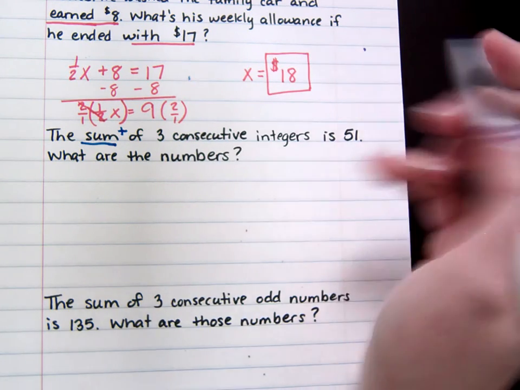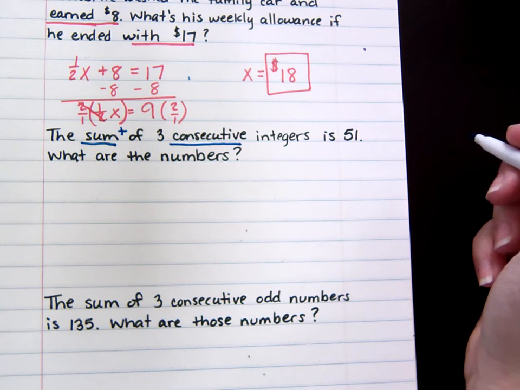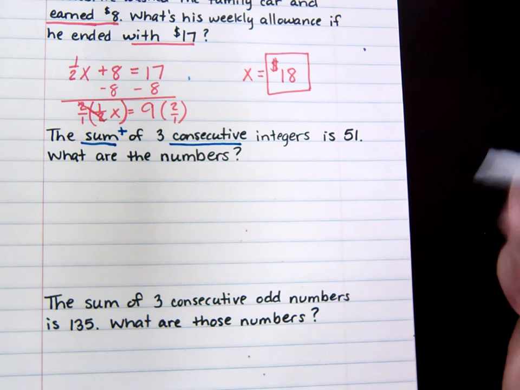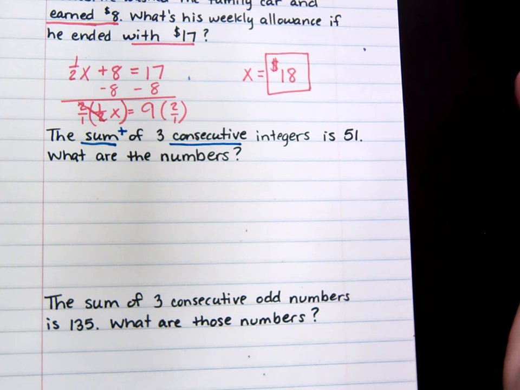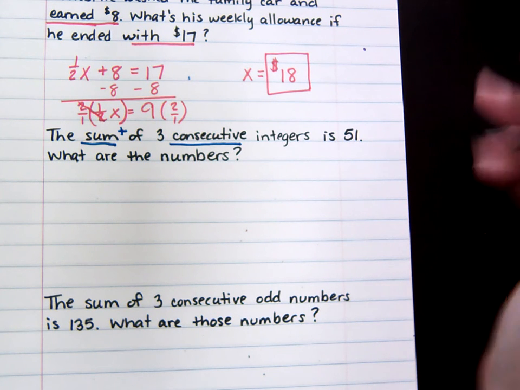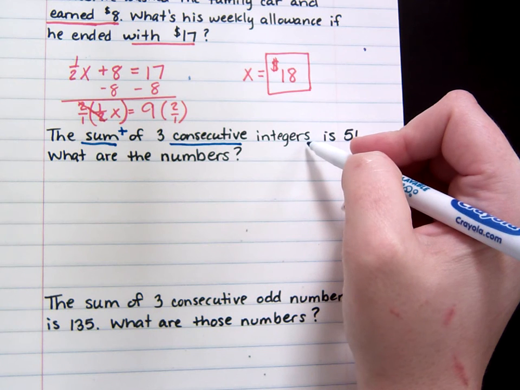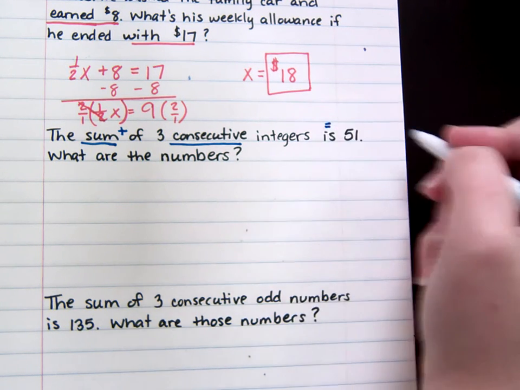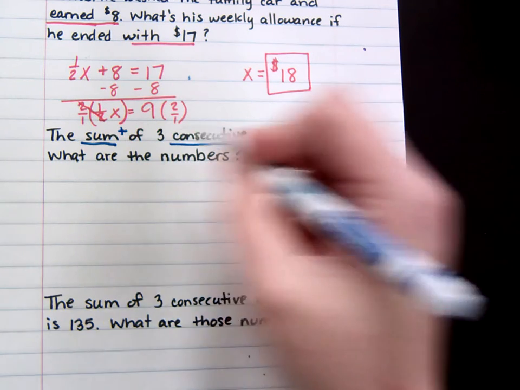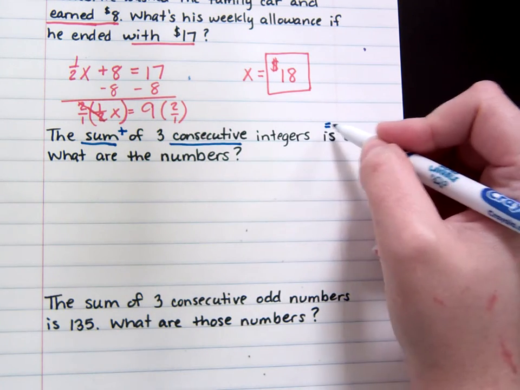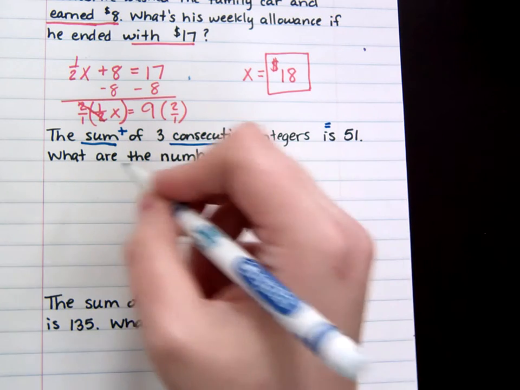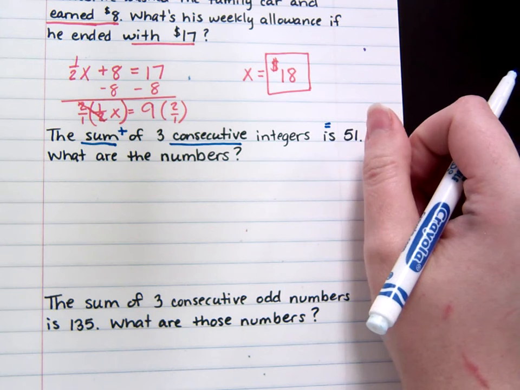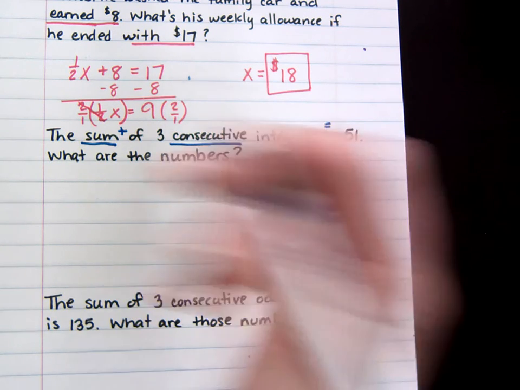Now, consecutive means back to back, like 1, 2, 3, 4. Those are consecutive numbers. Or 10, 11, 12. Those are consecutive numbers. Integers tells me I'm not going to have to worry about decimals or fractions. Is means equals 51. So the sum of the numbers is equal to 51. What we want to know is what those numbers are. Well, we don't know what the first number is. I'm going to call the first number x.